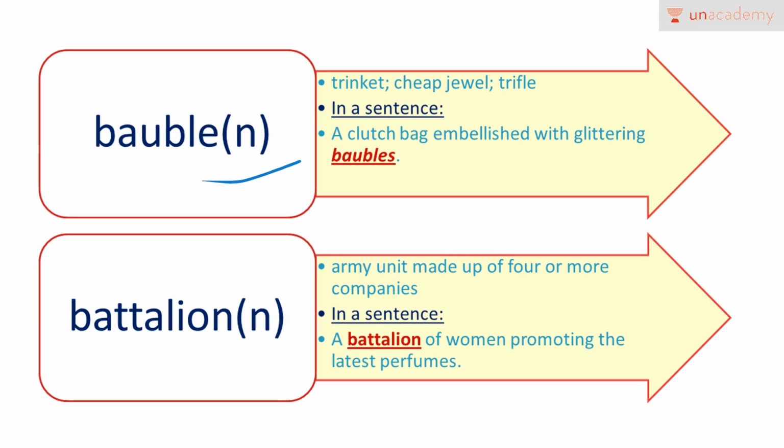Bauble is a noun, which means a trinket, cheap jewel, trifle. In a sentence it would read, a clutch bag embellished with glittering baubles. Next word, battalion, is a noun, which is defined as an army unit made up of 4 or more companies. The sentence would read, a battalion of women promoting the latest perfumes.